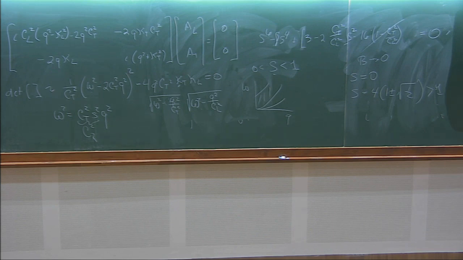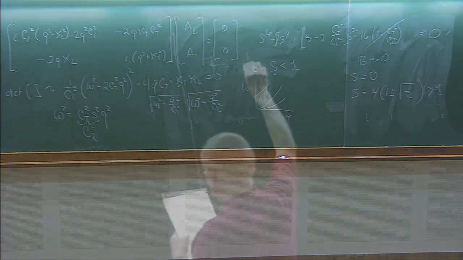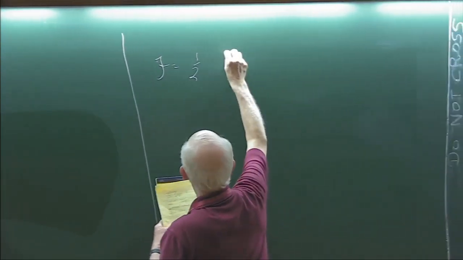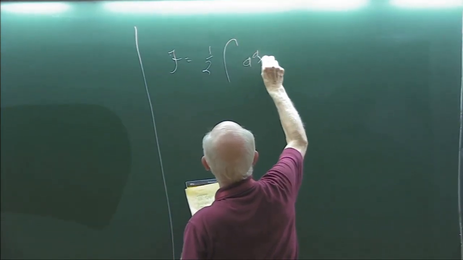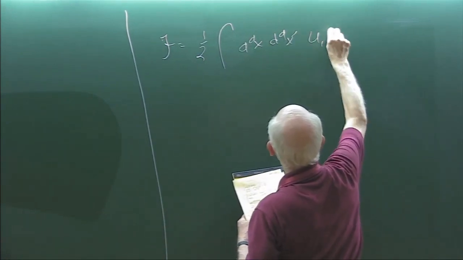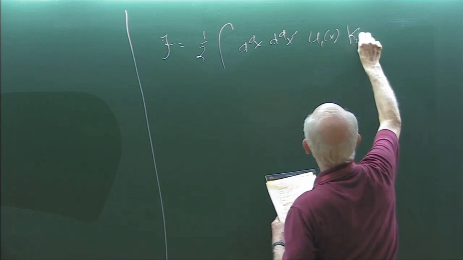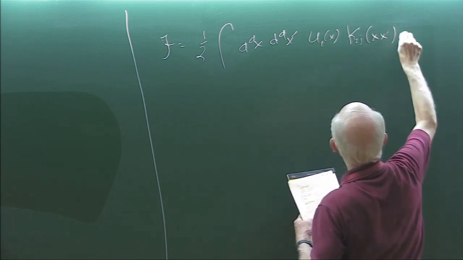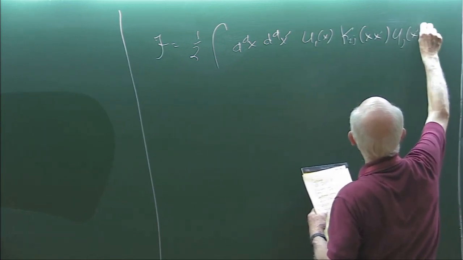Okay, I just want to make another couple of observations about the linearized case. So we've just written down the equation that the free energy density can be written in the form of the integral of dx u_i(x) A_ij(x, x') u_j(x').